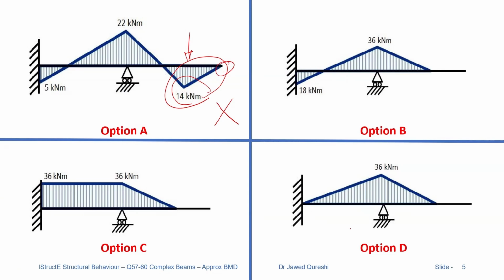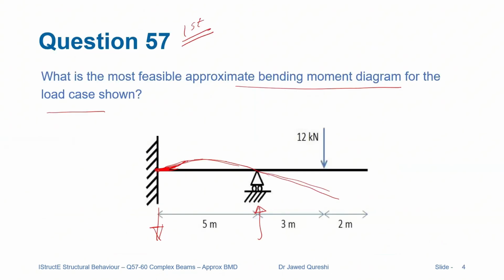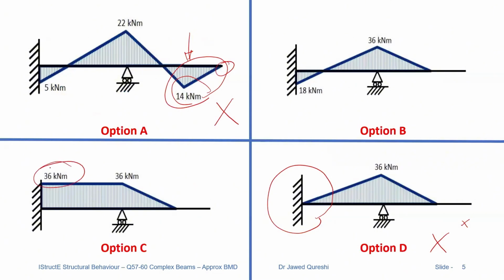The second one is option D, which is wrong as well. At a fixed support you will always expect some kind of bending moment, which is not here. That's the reason we will eliminate this option. And due to the direction of deflected shape, the slope should be 0 over here. I drew it quickly earlier, but the direction itself should be downwards. When it is downwards, it means that it is going to create moment on the sagging side and it will not remain constant. So sagging moment is this one.